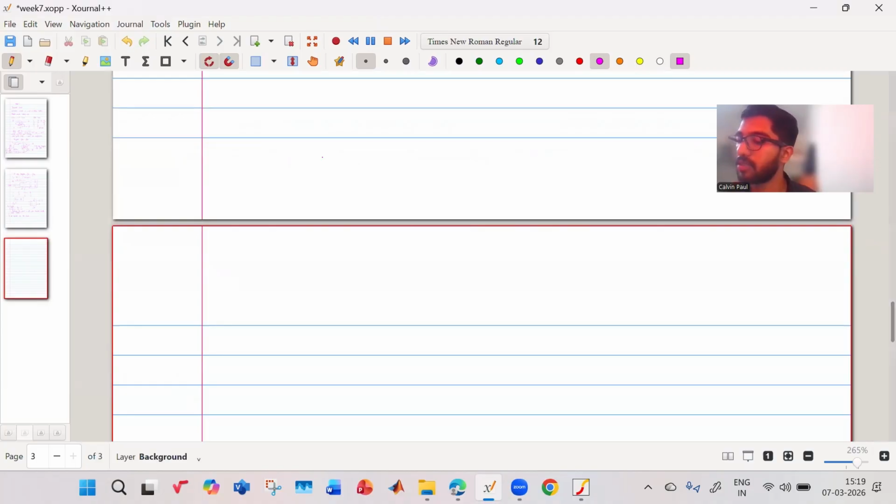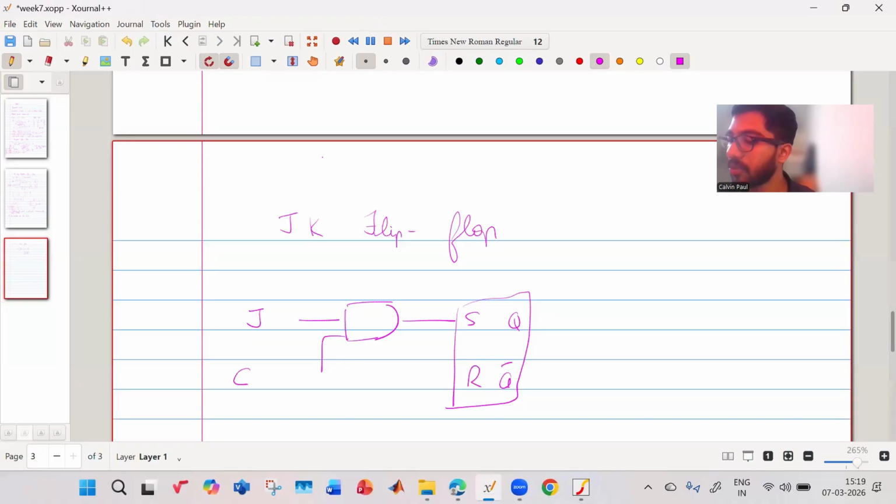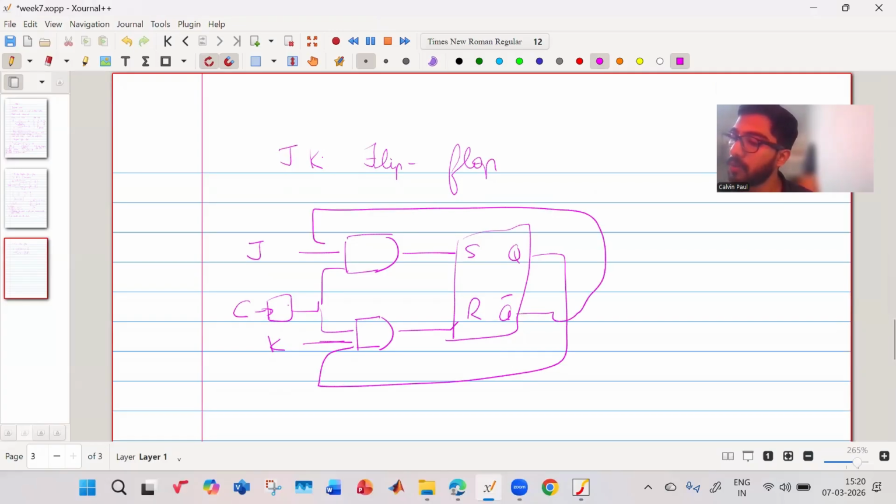Now another very popular flip-flop is known as the JK flip-flop. How is the JK flip-flop constructed? It is also made using the SR flip-flop. This is your Q bar. This is your AND gate, right? This is your input J, and this is coming from your clock. This again is coming from here. This is your input K. Now, we're taking the feedback of Q over here, and the feedback of Q bar goes over here.